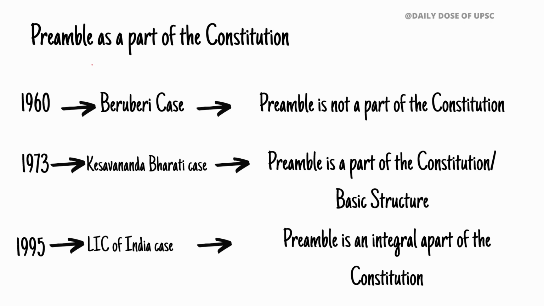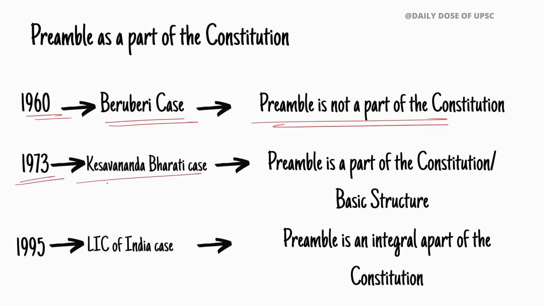These are the three important cases which deal with whether the preamble is a part of the Constitution. Number one, the 1960 Berubari Union case. In the Berubari Union case, the Supreme Court said that the preamble is not a part of the Constitution due to more than one meaning and ambiguousness. It also said that it shows the general purpose.